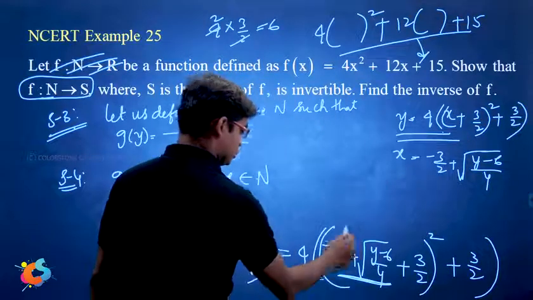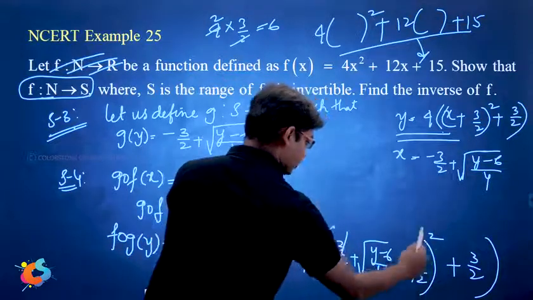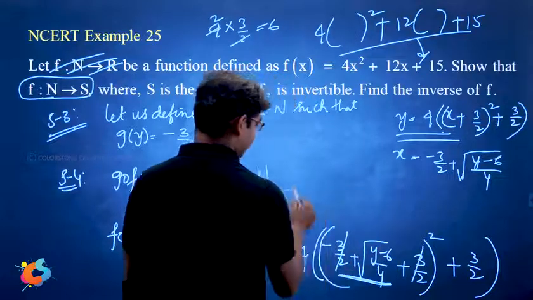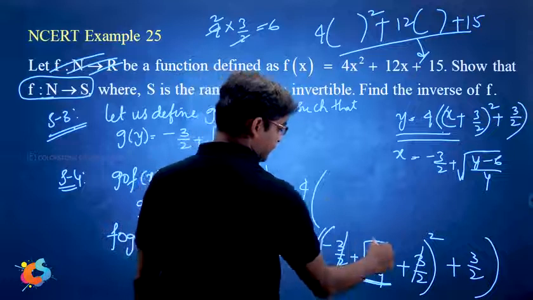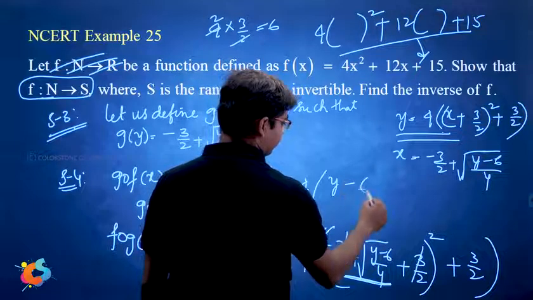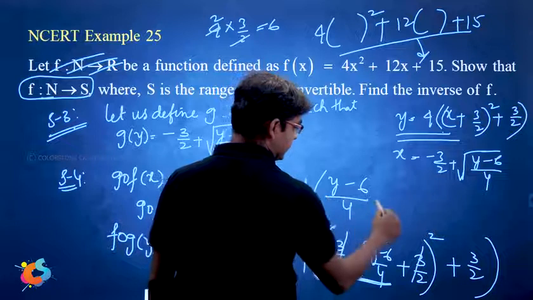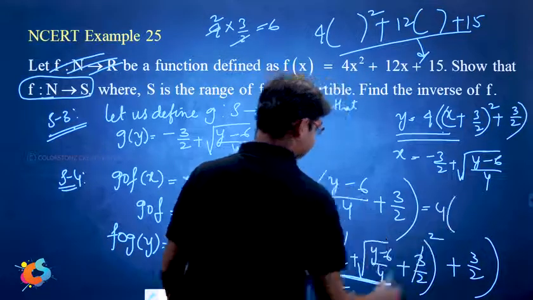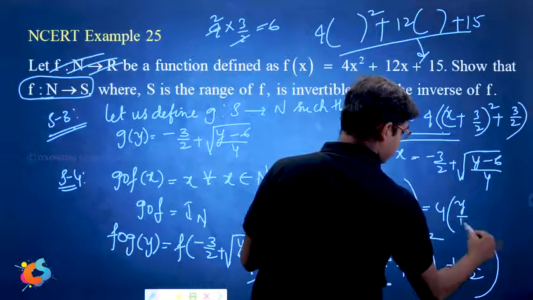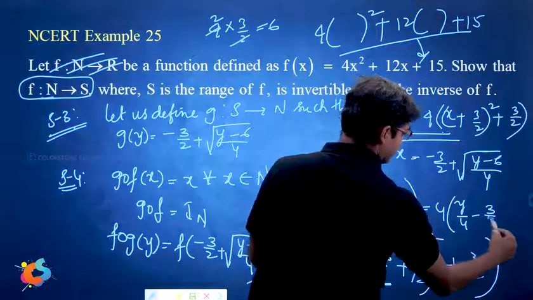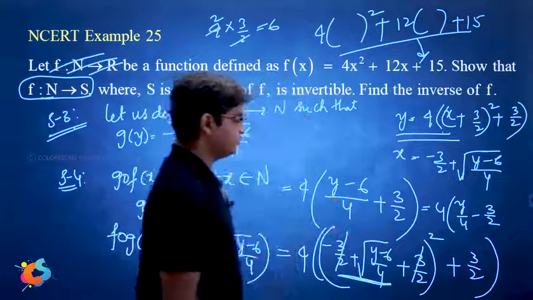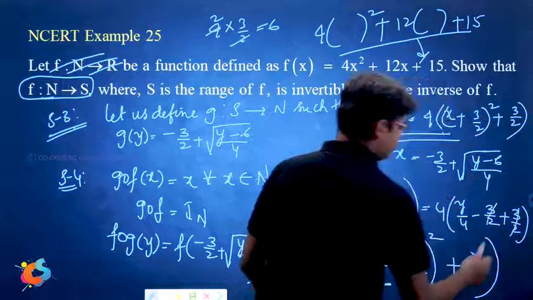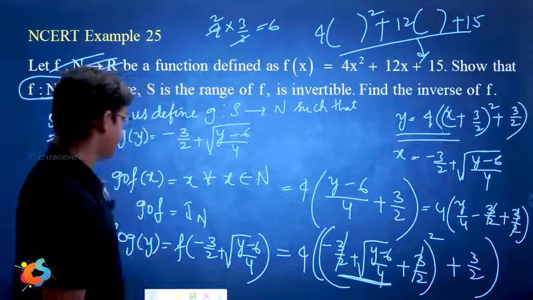Okay, very good. So this is getting cancelled because this whole thing is in one bracket. So square is there, under root is there. So therefore, let me write the next part here. Under root and square will get cancelled. You will have y minus 6 by 4 plus 3 by 2. So this can be written as 4 into y by 4 minus 6 by 4, that is minus 3 by 2, plus 3 by 2 from before. So therefore, we got 4 getting cancelled and this is equal to y.